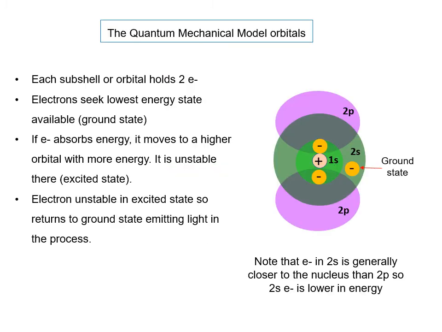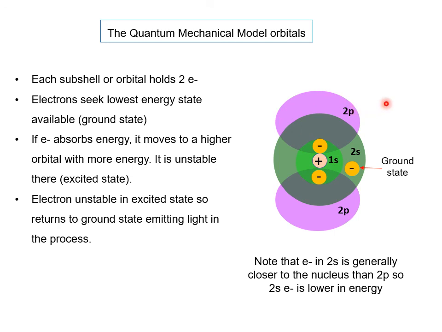All right, so let's go ahead and learn a little bit more about the quantum mechanical model. Each subshell, we said, or orbital holds 2 electrons. Just like the Bohr model, the electrons seek the lowest available energy state. So they fill up the 1s first with 2 electrons, then they go to the 2s with 2 electrons, and then they go to the 2p. Remember, there's 3 2p's. I'm only showing you one of them, but there's 3 of them.